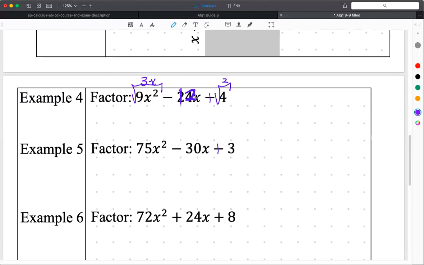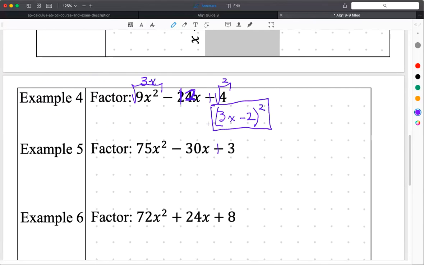Let's change this problem to 12x so it does work out, and then we can write out our final answer as 3x plus 2, or 3x minus 2. Sorry, I have to copy down this minus sign in between. So 3x minus 2 quantity squared. And there's the final answer that I would type into Khan Academy.